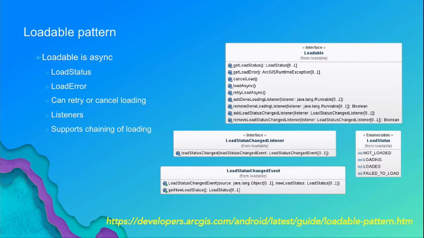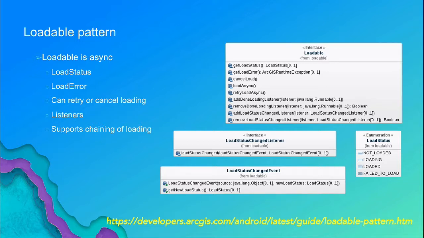This object diagram shows this Loadable interface. From this diagram, we can see that two major properties of the Loadable are the load status and load error. A resource, when it's loading, can go through four possible statuses, from not loaded, loading, to loaded, or if some error is encountered, such as interruption of the network connection or interruption of the services, it failed to load.